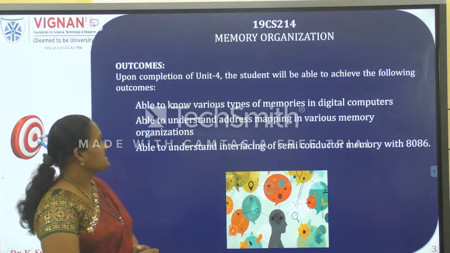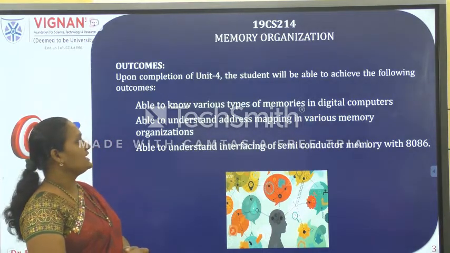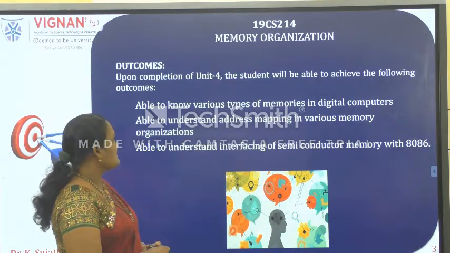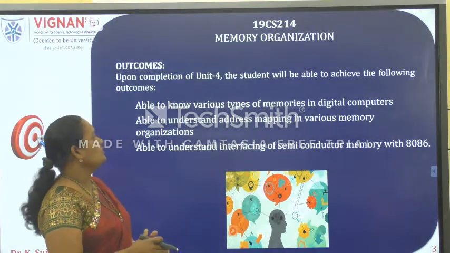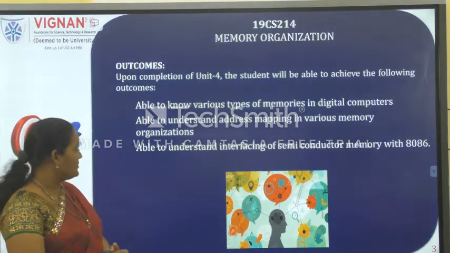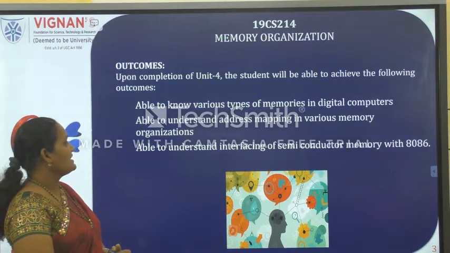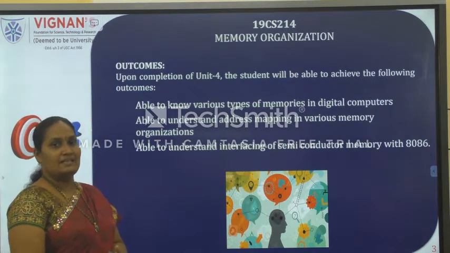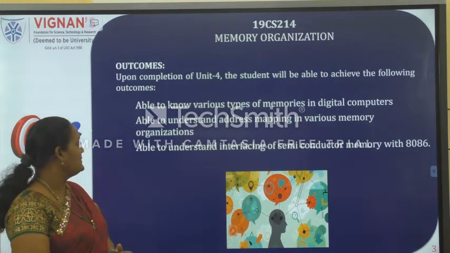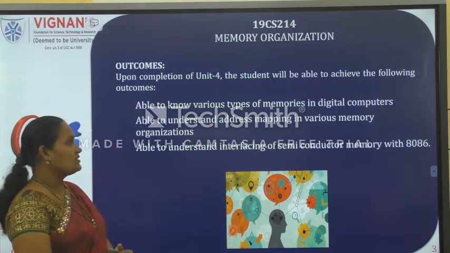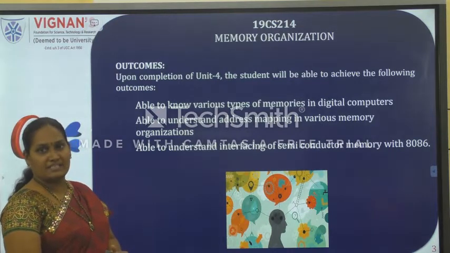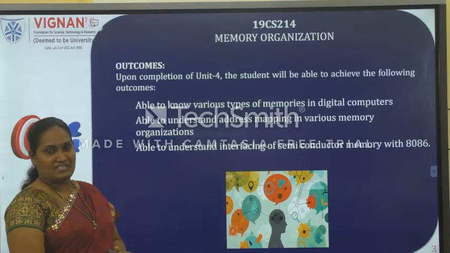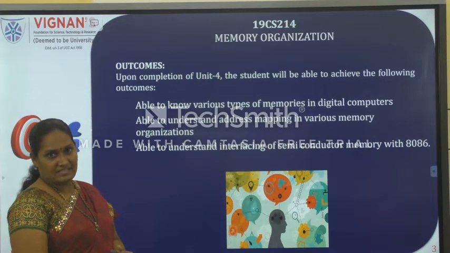The main outcomes of this unit are that, by following this unit, the student will be able to know various types of memories in digital computers, understand address mapping in various memory organizations such as cache memory, virtual memory, etc., and understand interfacing of semiconductor memory with 8086. That is, how memory interfacing, RAM interfacing and ROM interfacing, is done in 8086.